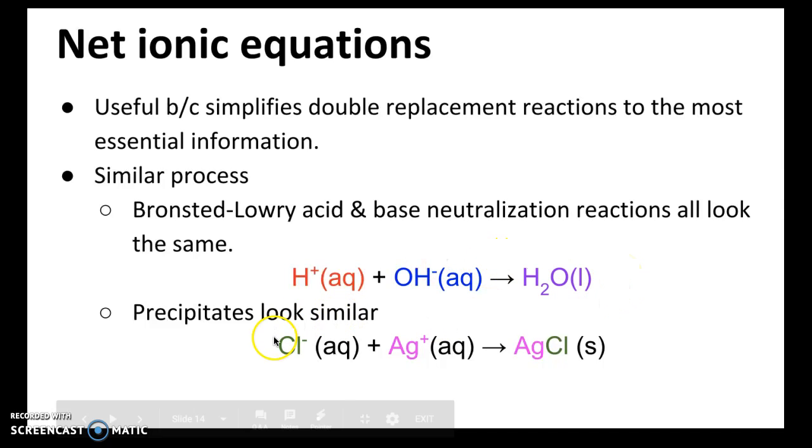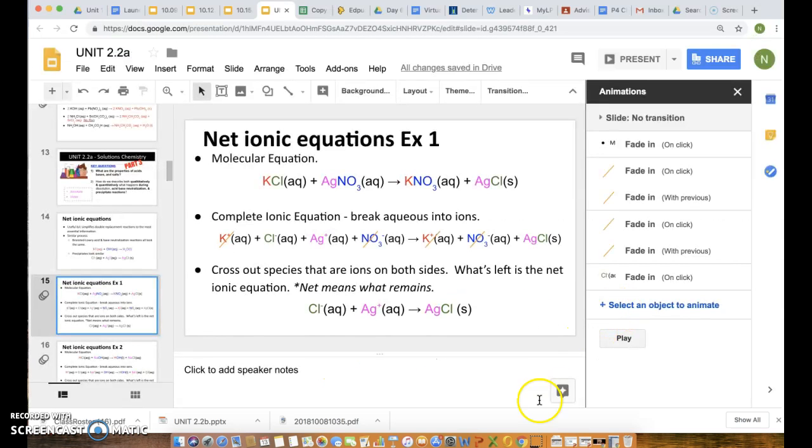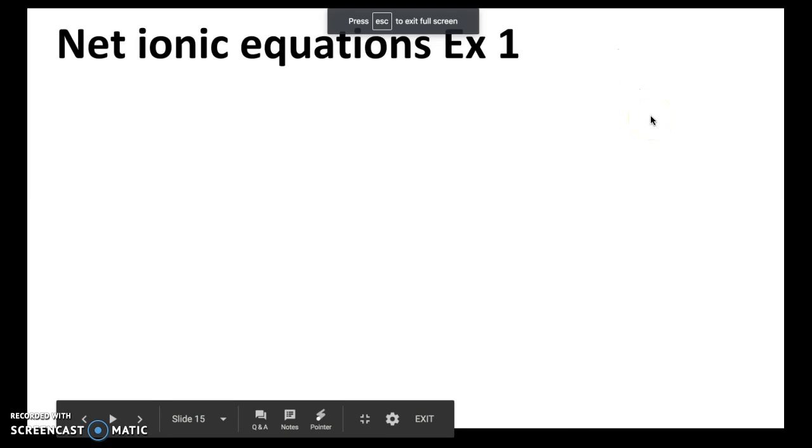For precipitate, it looks similar. It has an anion and the Ca2 ion. So that's an example here. So check to make sure things are going well. Okay, great. Let's take a look at this example here.